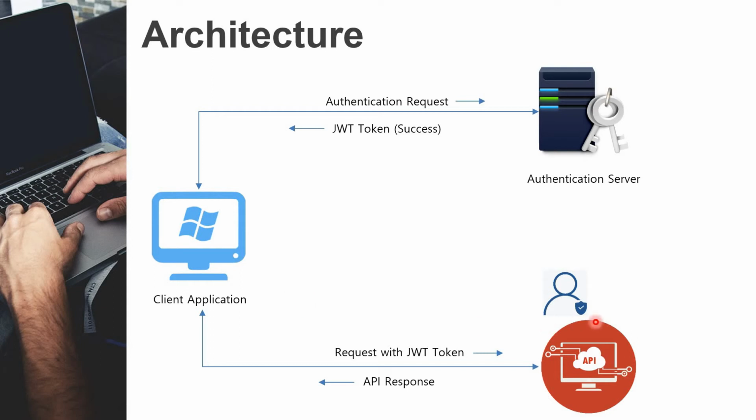A JWT token helps in this aspect. Web API service can validate a token and it can validate the signature of the token part and check whether this request was received from an authenticated client. So this is primarily the first use case for a JWT token.